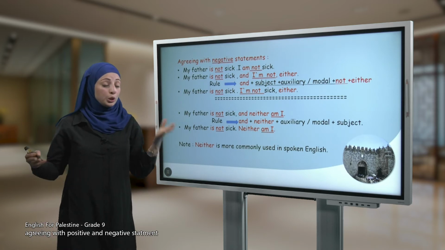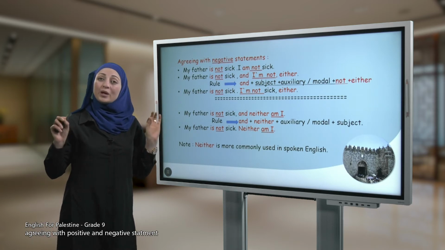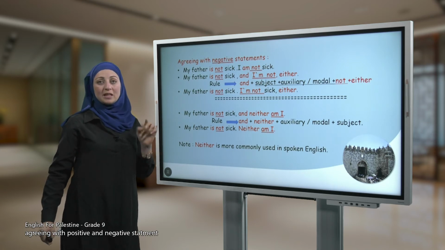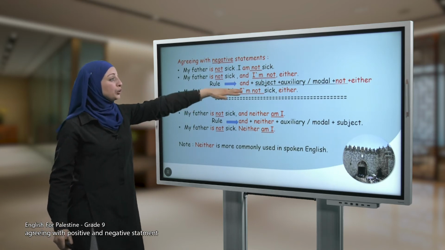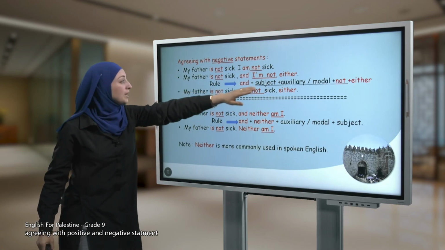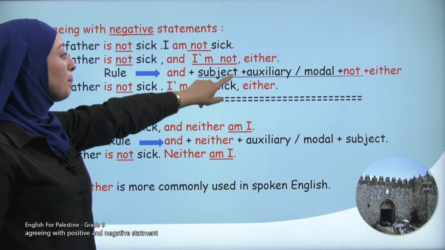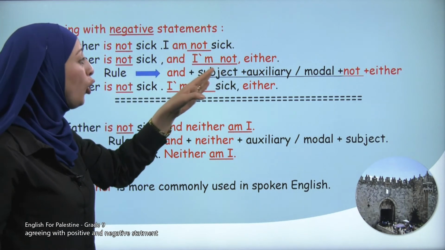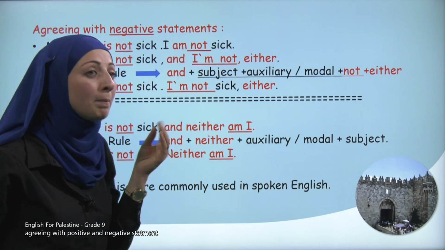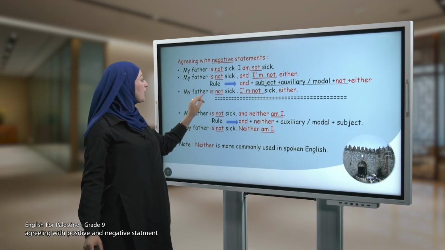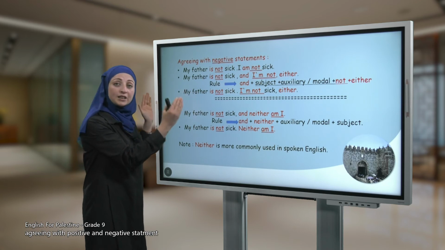So, to conclude, to agree with negative statements, we can follow 2 rules. The first one, we can use the word either using the following rules: and plus subject plus auxiliary verb or modal verb plus not plus either. This is the first case. Example, my father is not sick. This is a negative sentence.